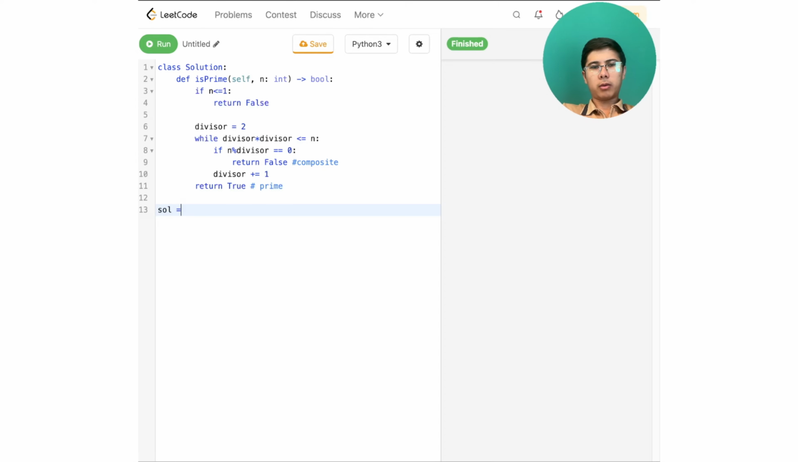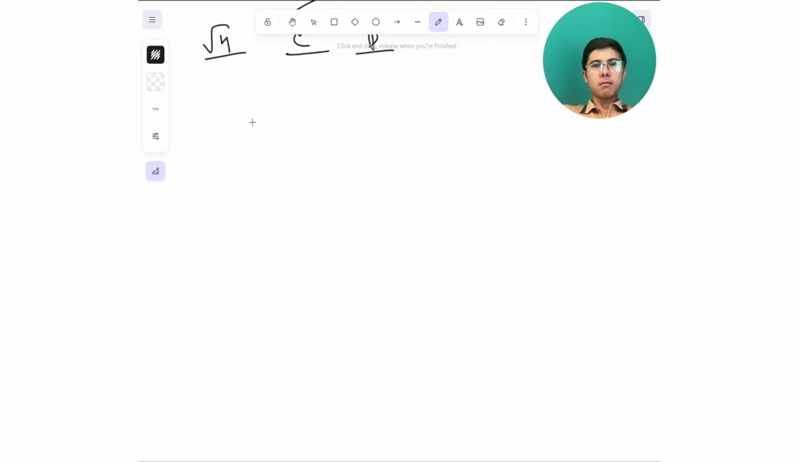So if we call our class and our function, which is print solution dot our function's name and then its argument, let's check first with 36 and then 37. Run it, finish it, and it returns false. False means it is a composite number. And if we check 37, it returns true.